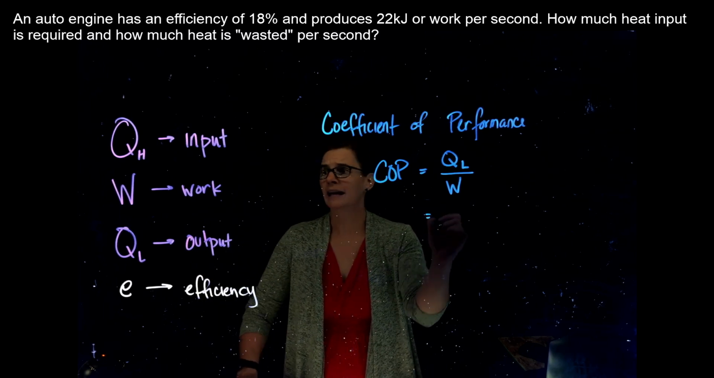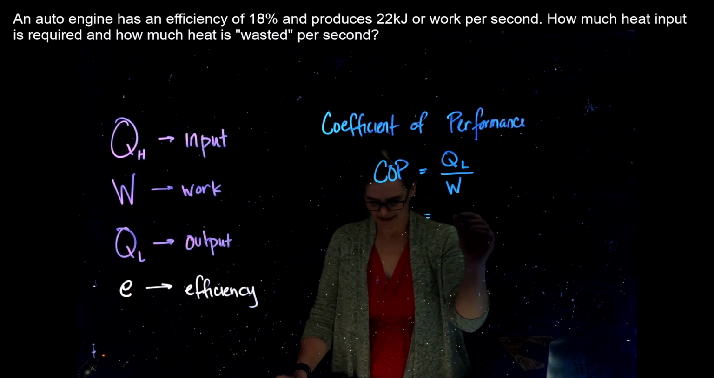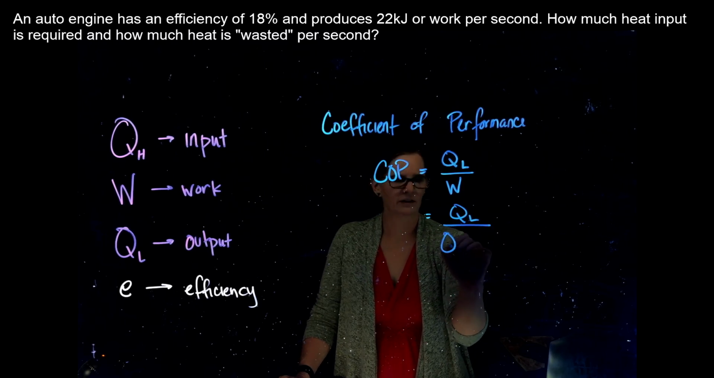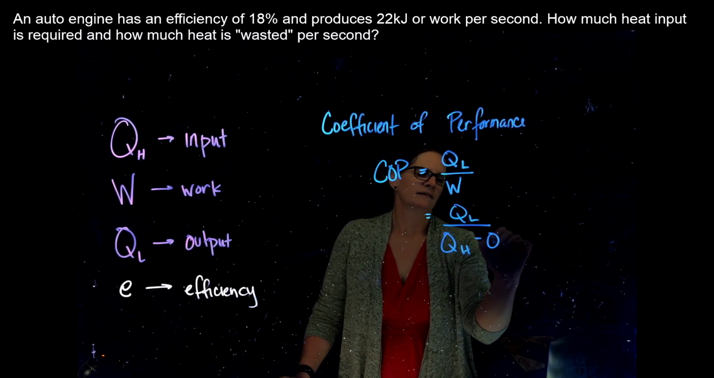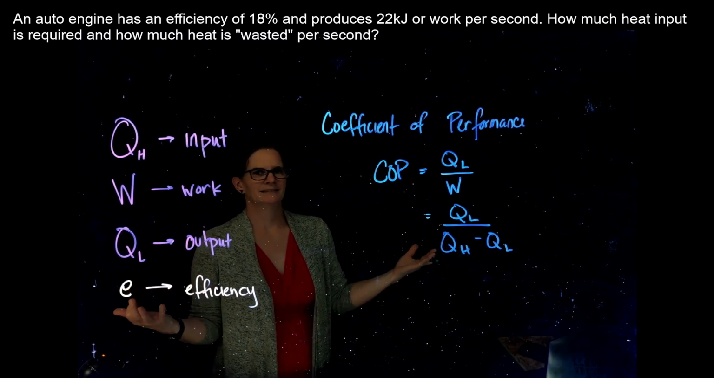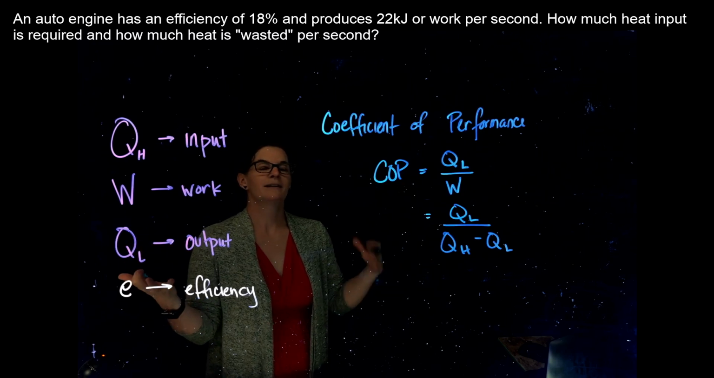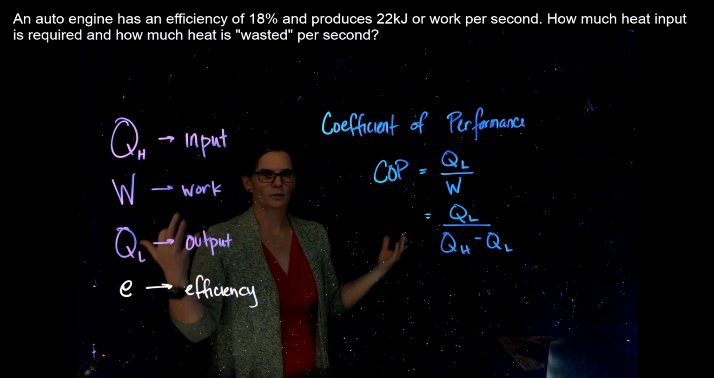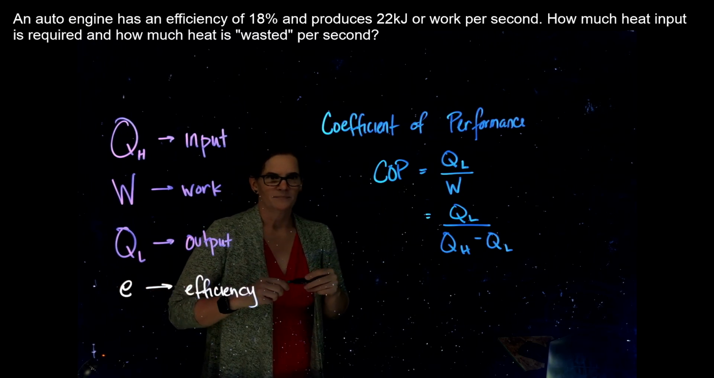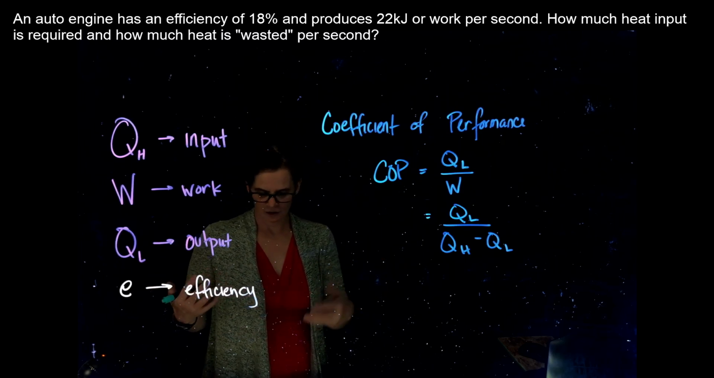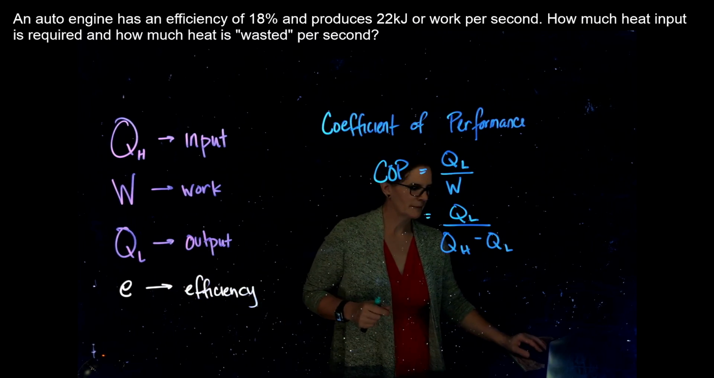And so if I look again at my relationship for work, this then is provided as that lower temperature heat over the difference between the heat in the higher area and the heat in the lower area. So that's just a relationship of that work equation. Okay, so how do we use the coefficient of performance to analyze a situation?